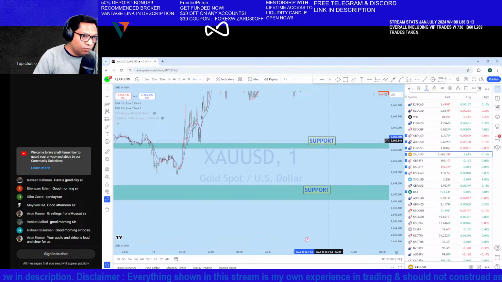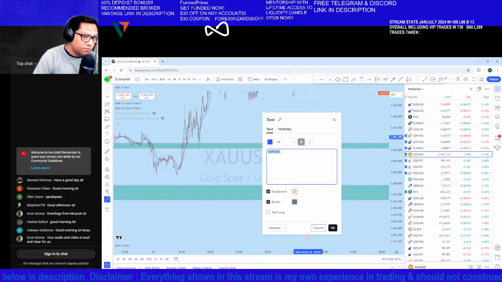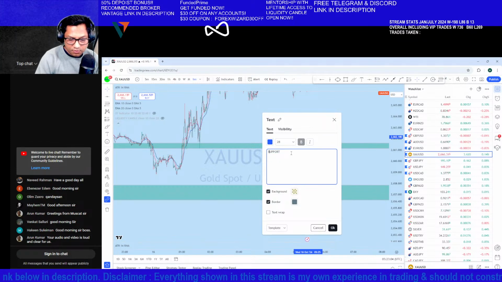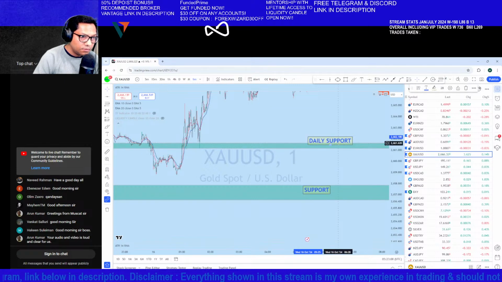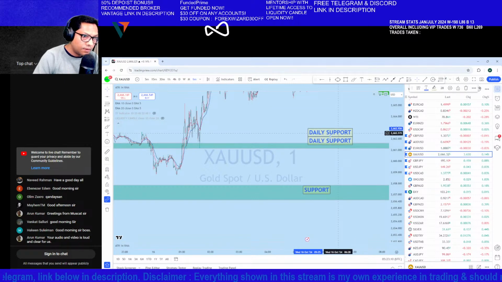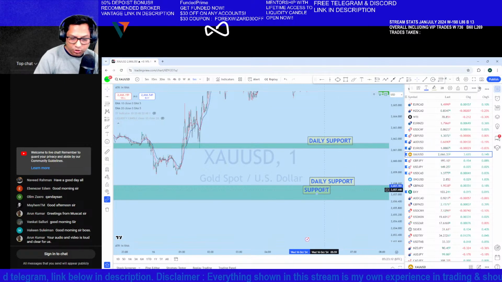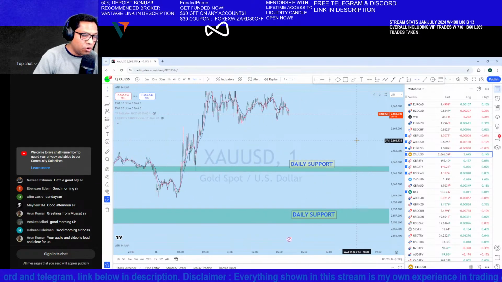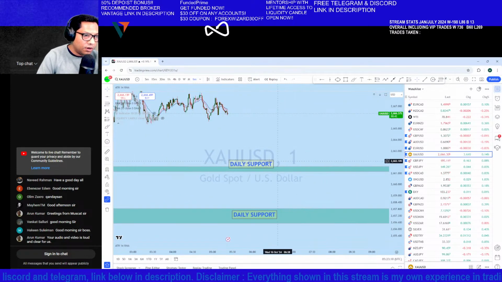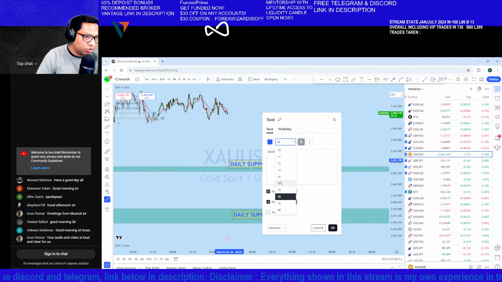So this is a daily support, both of them. This is also daily support. This is also daily support. And with these daily supports, we will be waiting for an entry opportunity as soon as we find one.